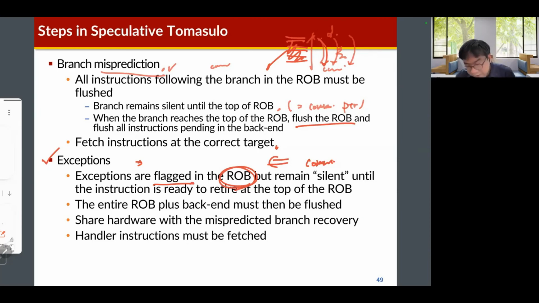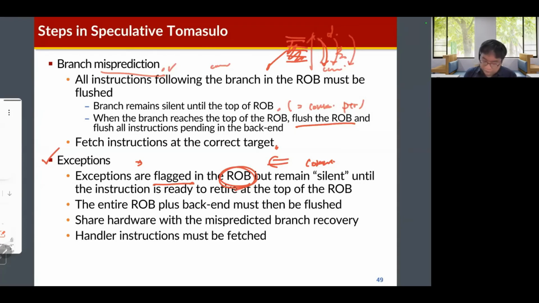We already learned how exceptions are handled in a pipelined processor, like the static pipeline processor. When an exception is detected, the former instructions complete, right? And then the following instructions, the next instructions after the instruction that caused the exception, are flushed in the pipeline. And it's the same with Tomasulo's algorithm with speculative execution.